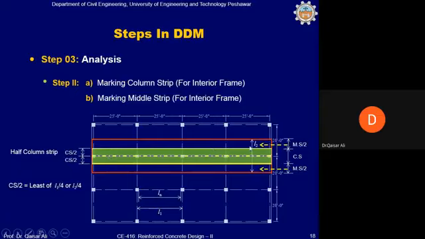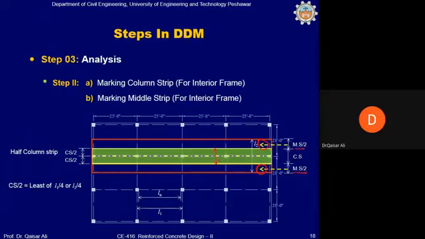The remaining strip on both sides of the frame from the column central line will be called the middle strip, half middle strip. So if you look at this yellow arrow, this part is half middle strip. This is half middle strip, and this is half middle strip of the frame. Middle strip divided by 2 means half middle strip. And this is the total column strip.